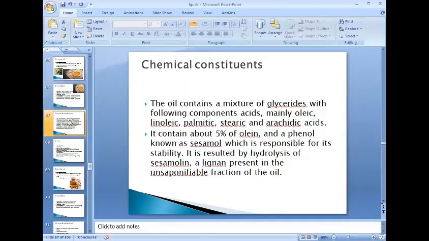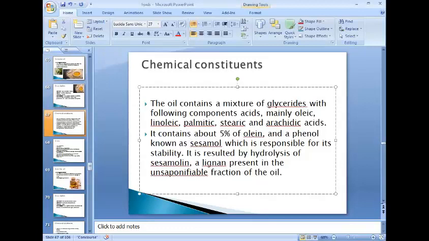It contains about 5% of choline, and it also has a phenol compound, that is sesamol, and this sesamol is basically responsible for the stability of the oil, and it is obtained by hydrolysis of sesamoline. The sesamoline is basically the lignin which is present in unsaponifiable fraction of the oil.